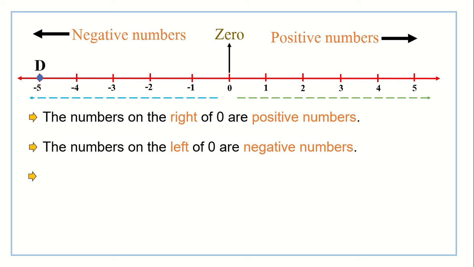Now, look at point D and point F. Point D is -5, and point F is +2. So, what about point E? Is it negative or positive? What about point G? Is it negative or positive? Think about it and give your suggestions in the comments.